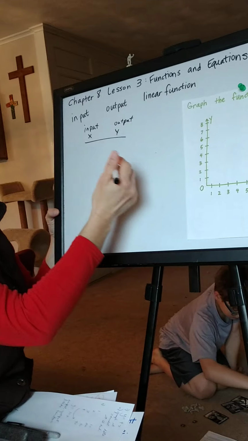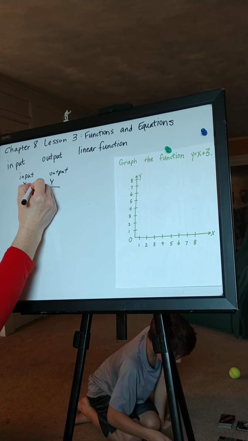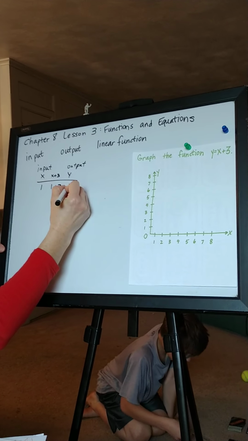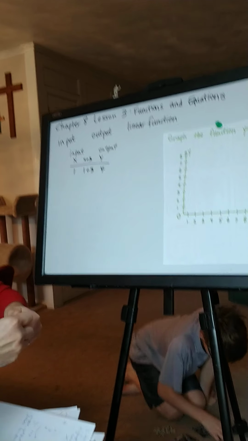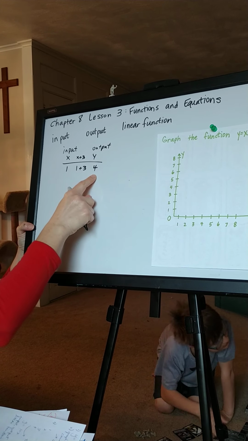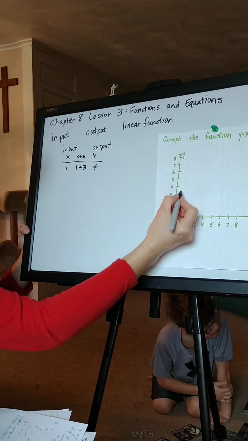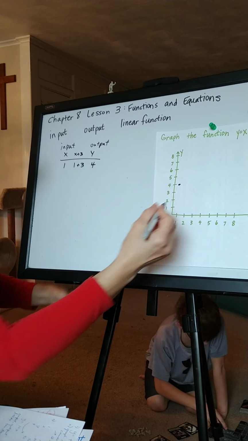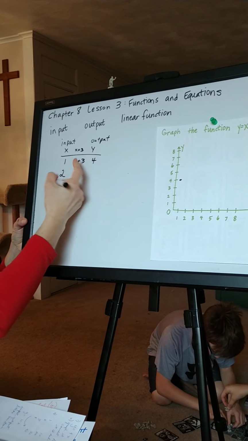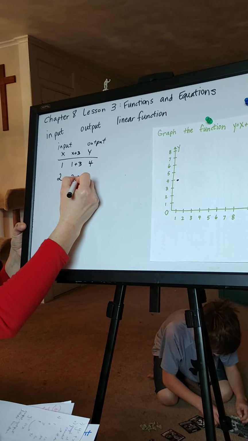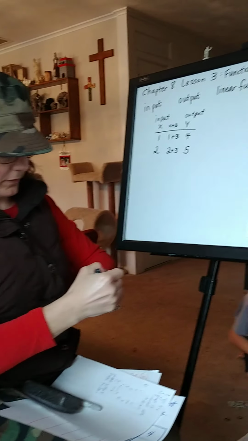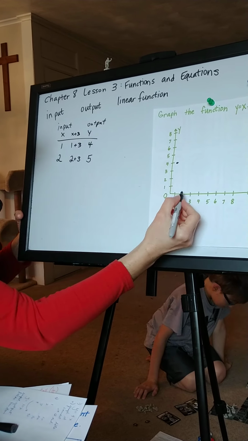Let's say we start with x equals 1. Here's our function, x plus 3. So what is 1 plus 3? 4. So to graph that, we're going to go over x, up y, over 1 up 4, and mark a point there. Let's say that x is 2. So in our function, x plus 3, what's the value of the output going to be? So you're going to go over 2 and up 5.